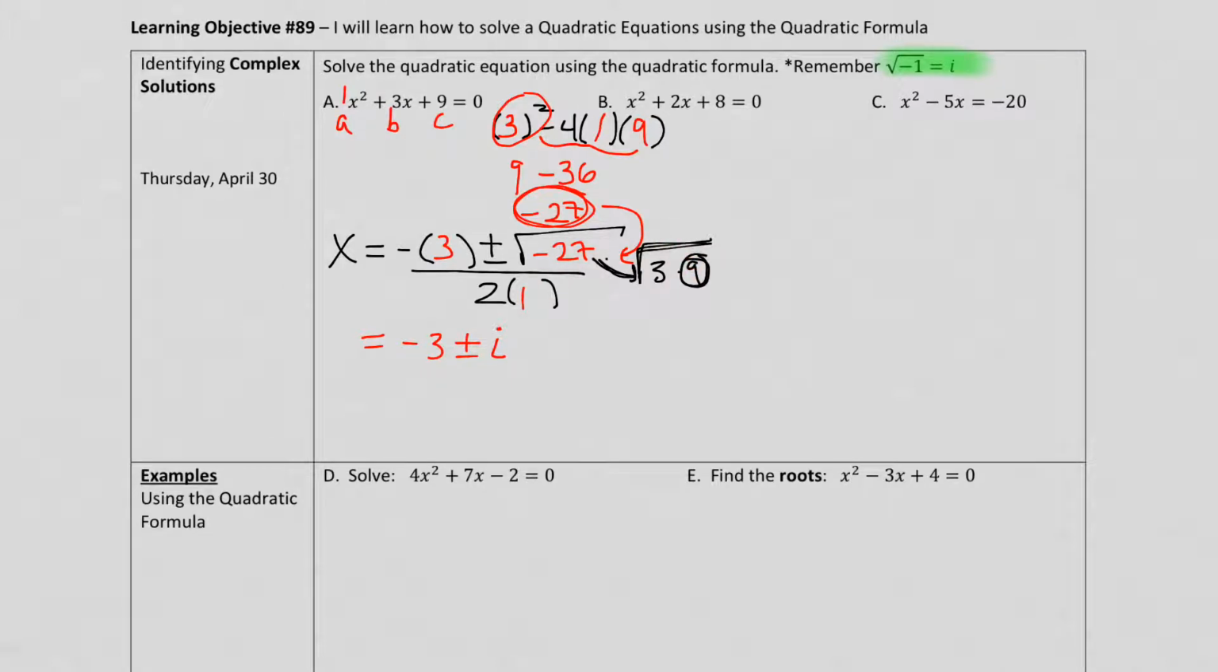So let me make some space here. I'll put the 3, then the i for the negative sign, and if I simplify radical 9 out, I'm left with radical 3 still in the radical. Then all over 2 times 1, which is 2. So this will be the answer for this first example.